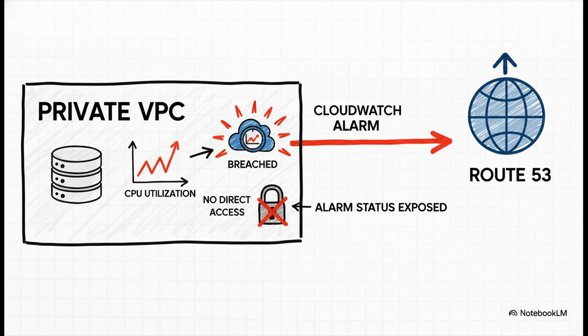So instead, you create a CloudWatch alarm that goes off if the CPU gets too high, and then you tell Route 53 to monitor the state of that alarm. It's a genius, secure way to get an internal health signal out to an external service like DNS.